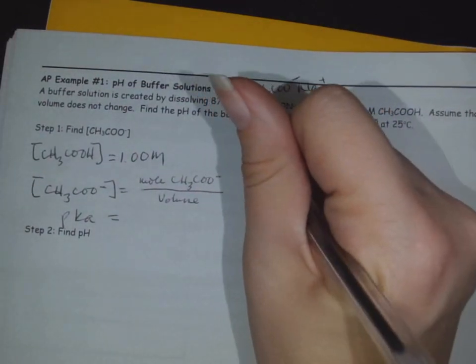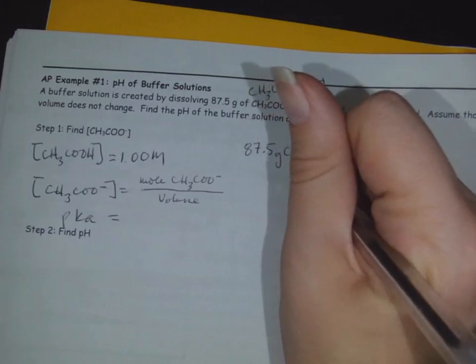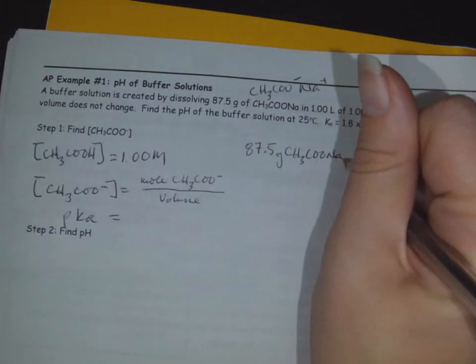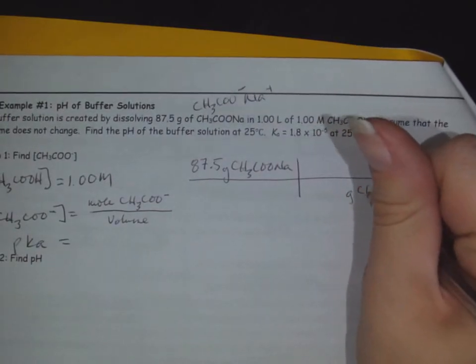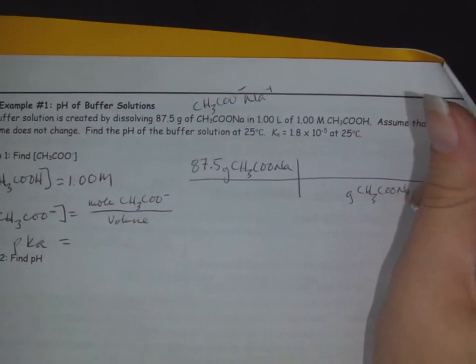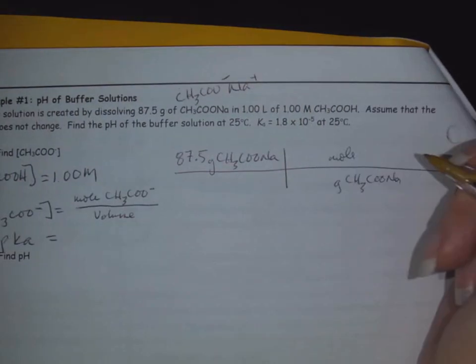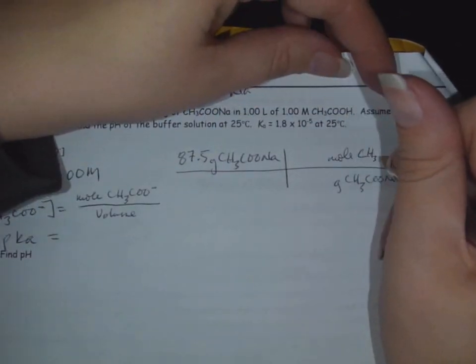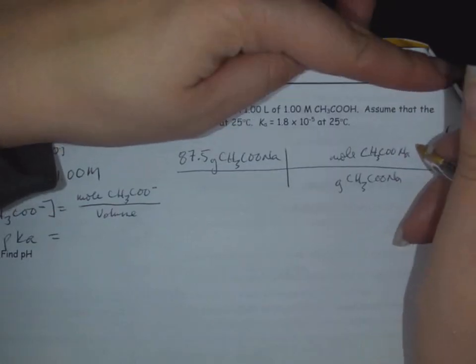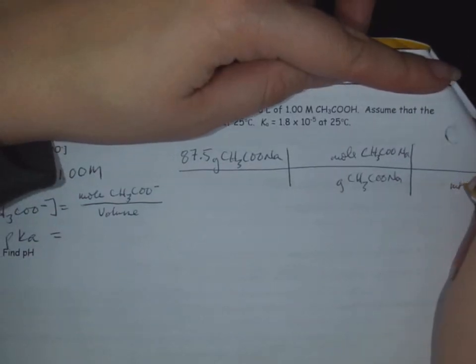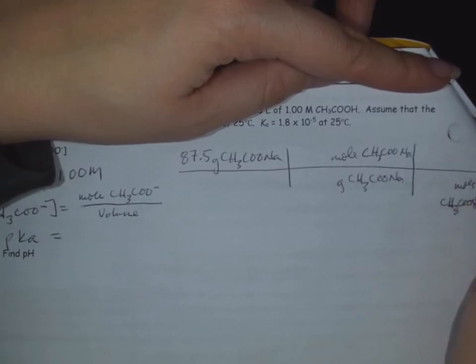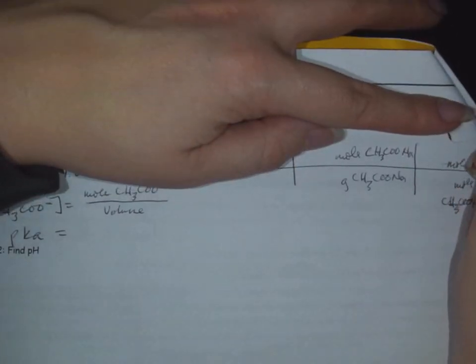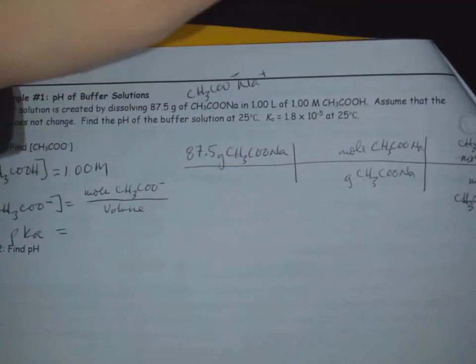So if I have 87.5 grams of CH3COONa, I'm going to go grams of CH3COONa to moles of CH3COONa. And then I'm going to go moles of that item, CH3COONa, to just moles of the conjugate, CH3COO minus.